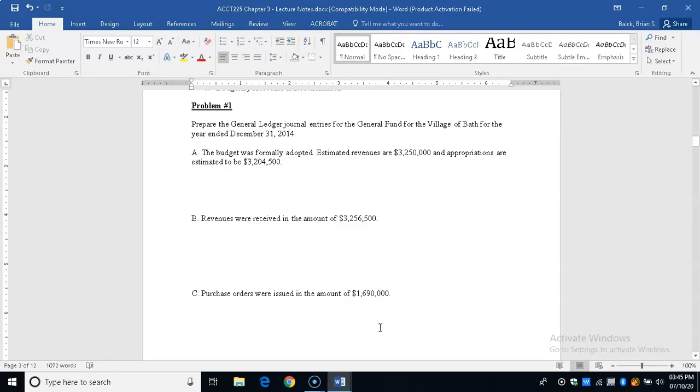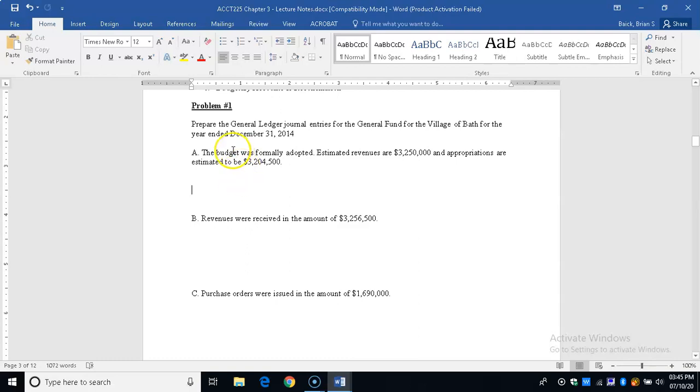All right, so let's take a look at some journal entries. So this is pretty difficult when you look at it for the first time, but after you do it a couple of times, you'll see that it becomes a little bit easier. And whenever you have these types of problems, they're always basically the same.